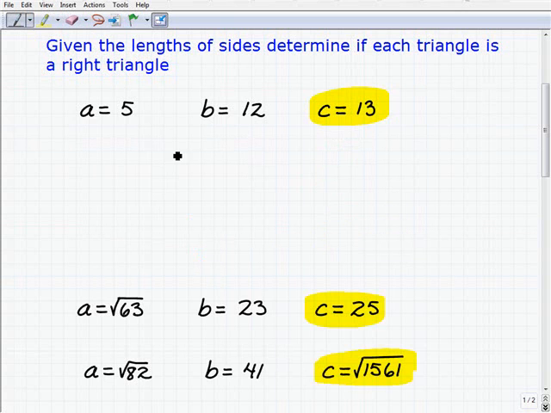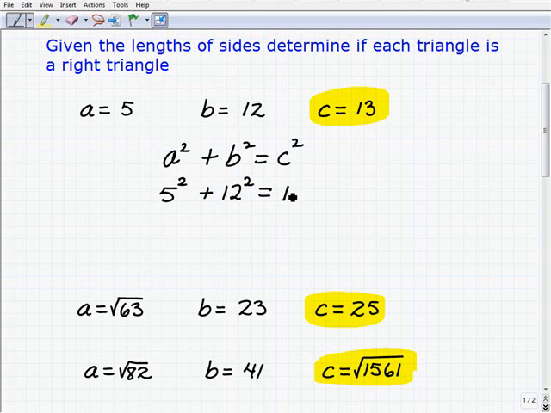triangle. Okay, so we have a squared plus b squared equals c squared. That's the Pythagorean Theorem. That's the relationship amongst the sides of a right triangle. Now if a squared plus b squared doesn't equal c squared, well, these cannot be the lengths of a right triangle. So let's go ahead and plug in information. So I get 5 squared plus 12 squared, and the question is, is that the same as 13 squared?